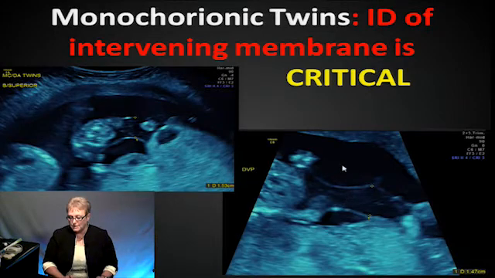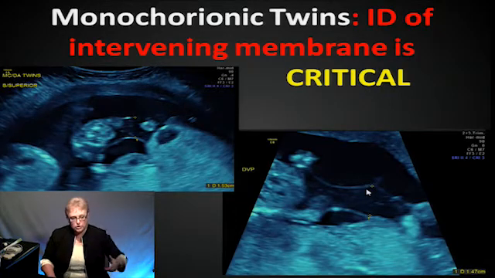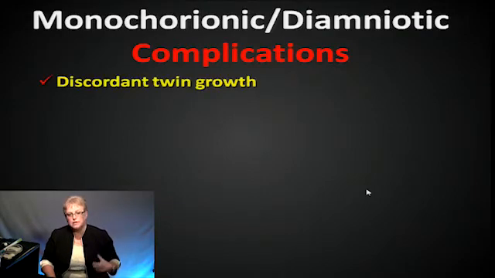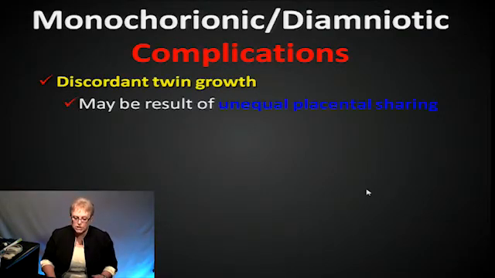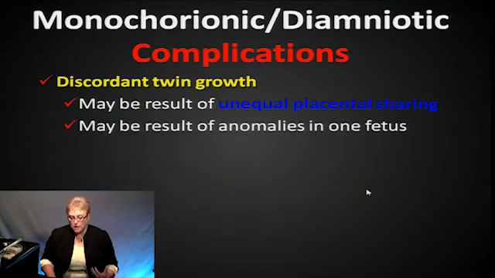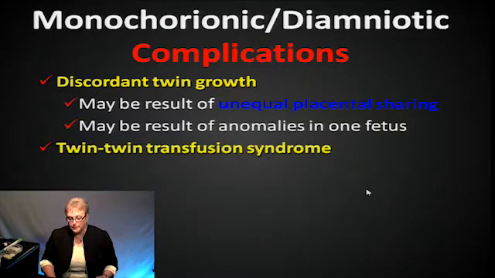So you can see this baby's got, this is baby A's fluid all over here. B's is just here. So you want to include some of the other baby's fluid in this baby's measurement. And then we look at bladder and stomach. So some of the complications that we can get is discordant growth because of the unequal placenta sharing. There may be anomalies in one baby.